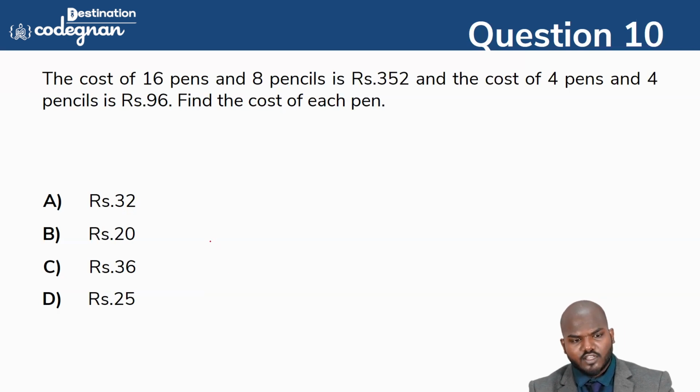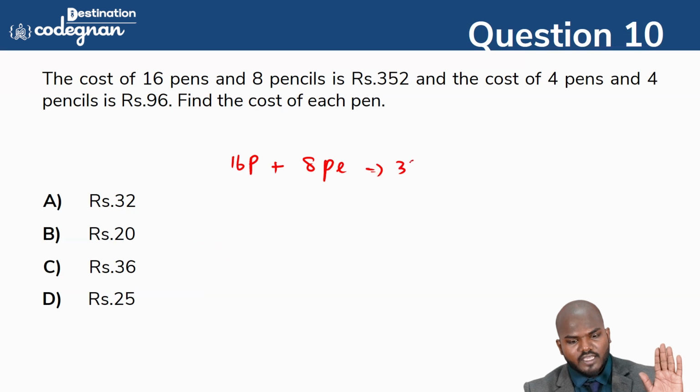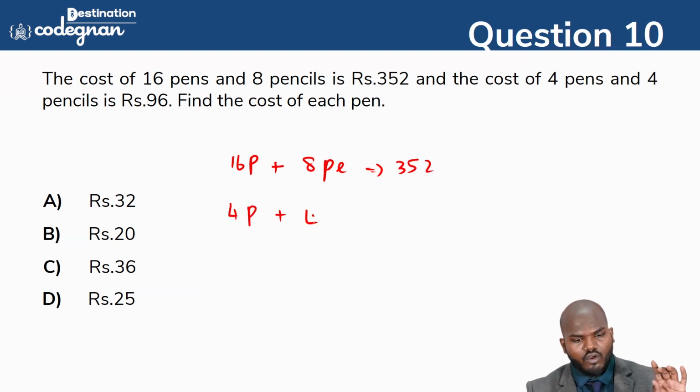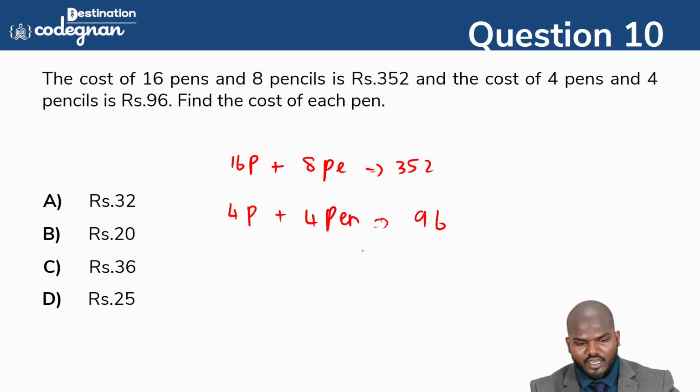Okay, so the cost of 16 pens and 8 pencils is 352, and the cost of 4 pens and 4 pencils is equal to 96. I'm just writing 16 pens and 8 pencils is equal to rupees 352, and then 4 pens and 4 pencils is equal to 96. We can write it up here.